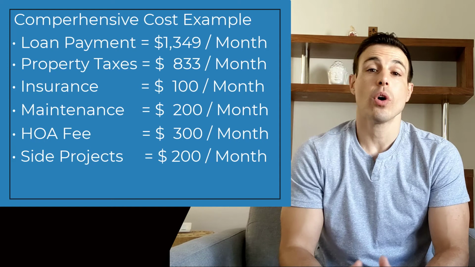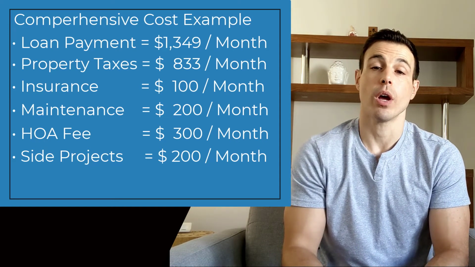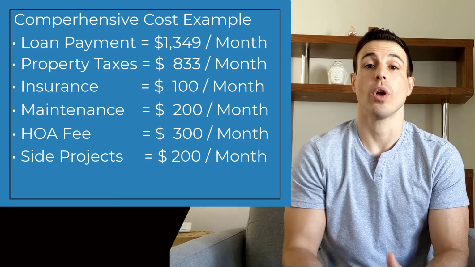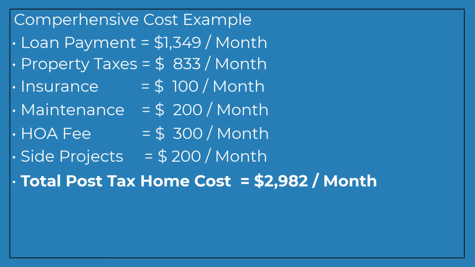So now that we've gone through all the typical additional costs, let's take a look at a summary of all the estimated costs with owning a home. And so as you can see here, in addition to the monthly payment, after you take into account property taxes, insurance, maintenance, HOA fees, and side projects, the amount that you'll actually pay in this example is $2,982 a month. And this is more than double just the monthly payment of $1,349.